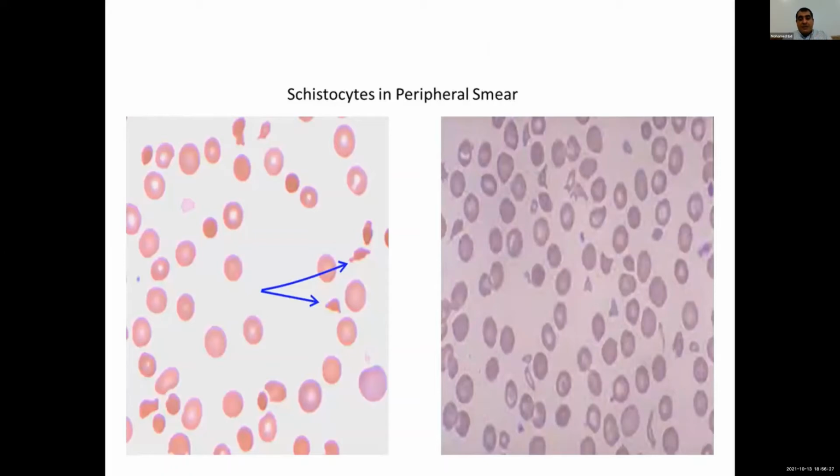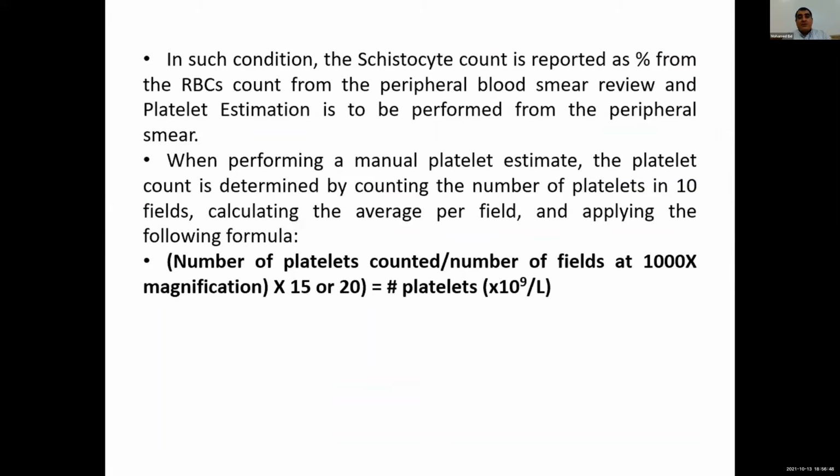As we see here on the right side and the left side, these are images of one of our patients with schistocytes. Usually the schistocytes are very small. Usually they are less than half of the RBC with loss of the central pallor. And in such condition, the schistocyte count is reported as a percentage of the RBC count from the peripheral smear review, and the platelet estimation must be performed from the peripheral smear.